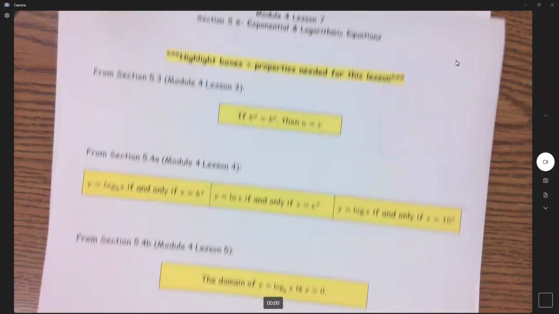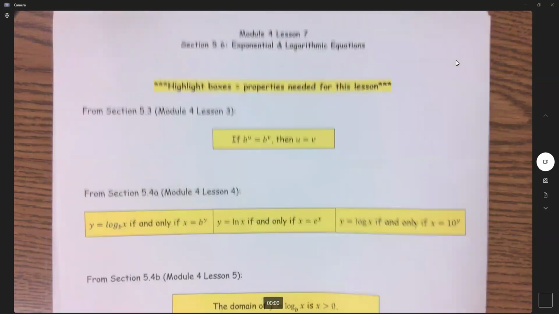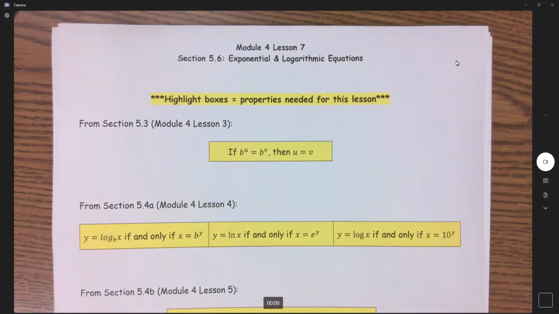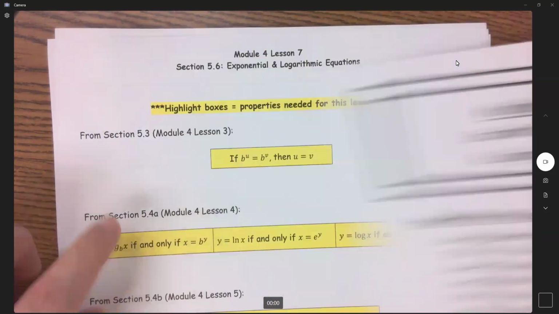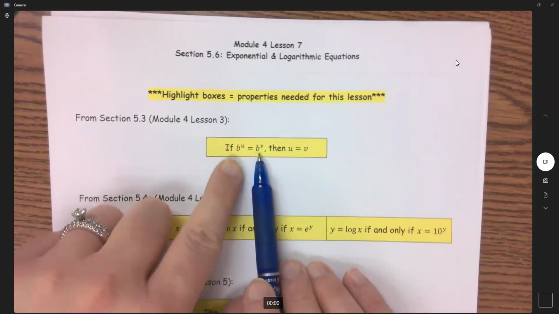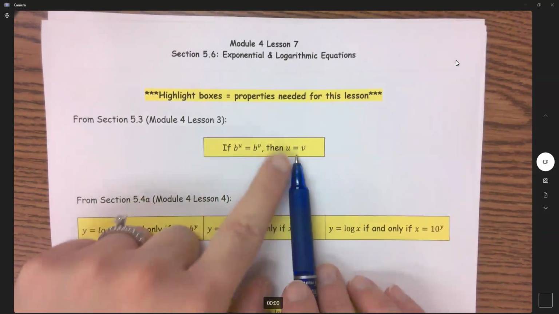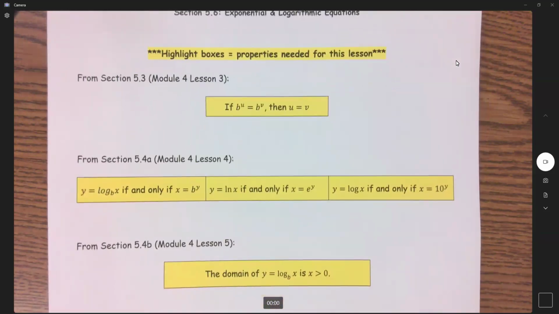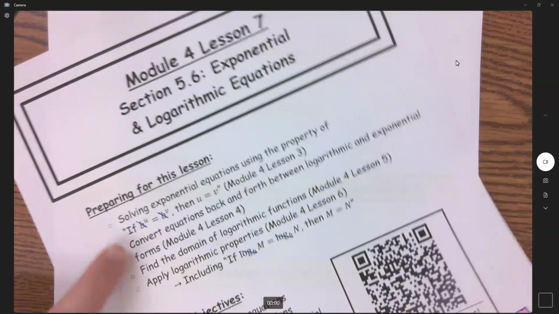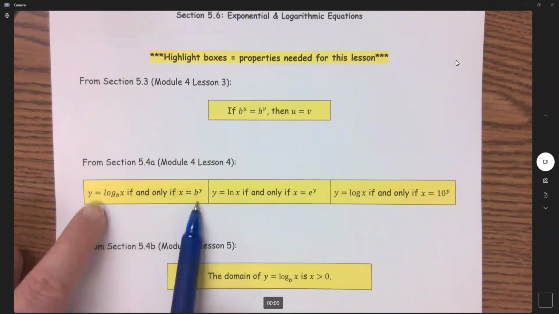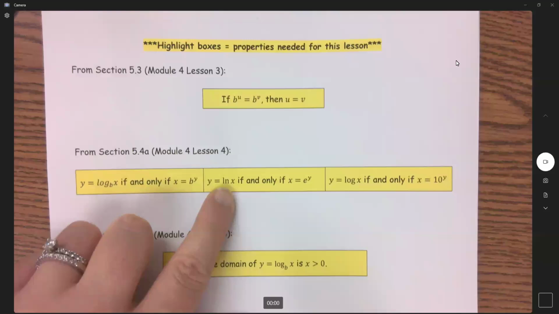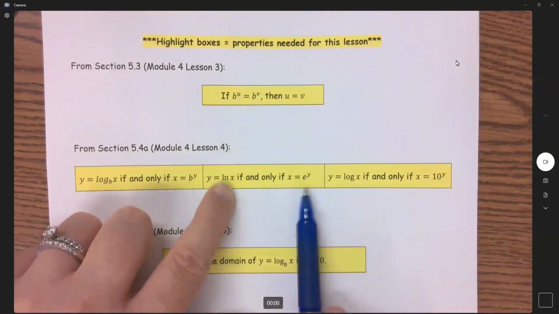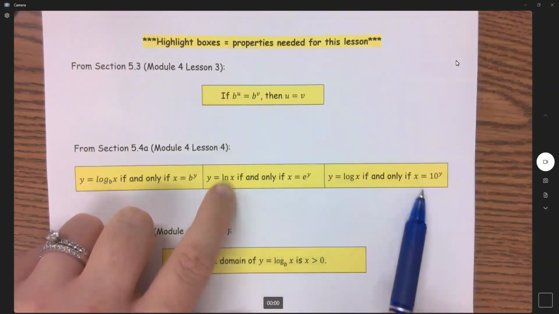Continuing on to the next page, I have highlighted the boxes, and these boxes are the properties that you need for this lesson, which is everything that I have stated in here. Again, if the bases are the same as an exponential, cancel them out, and you're going to set the exponents equal to each other. Convert equations back and forth between log and exponential, or exponential and log. Remember that natural log has a base of e, and common log has a base of 10.